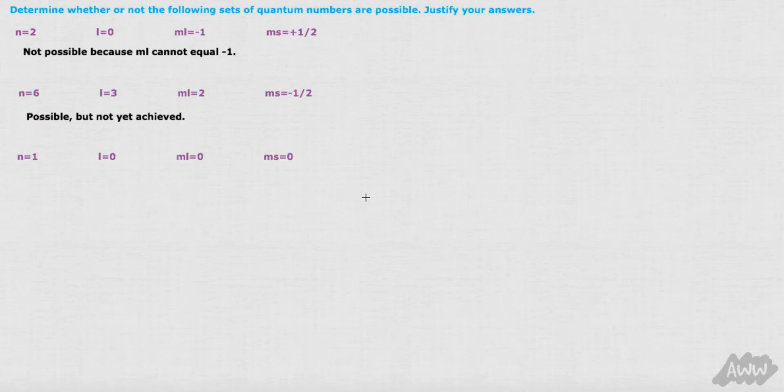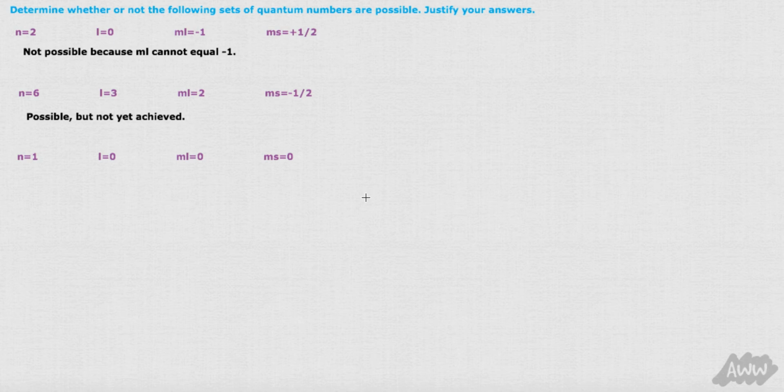Let's look at the last one here. And we have a lot of zeros here. n equals 1, that's energy level 1. So we already know it's going to be either hydrogen or helium. l equals 0, that means that it's in the s orbital. So this is 1s. They both are. It's not like we can have anything else in that energy level.